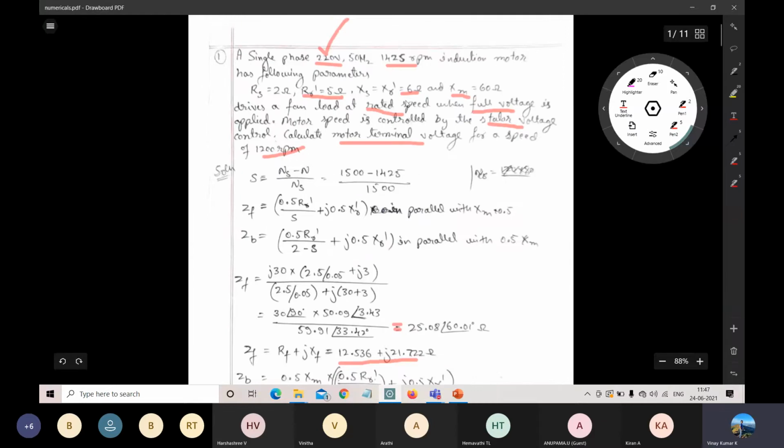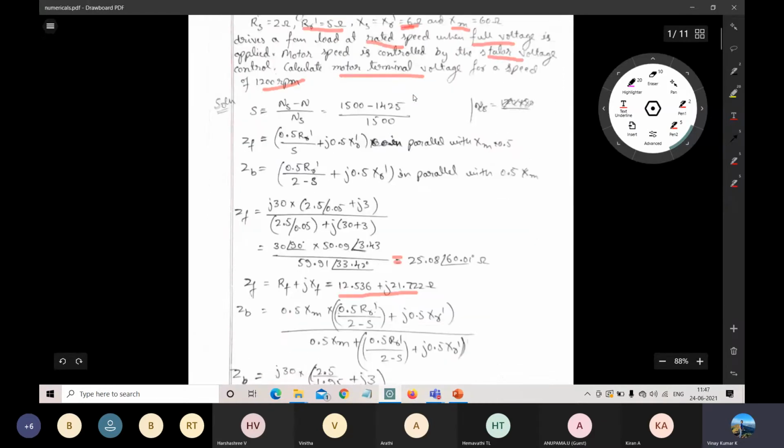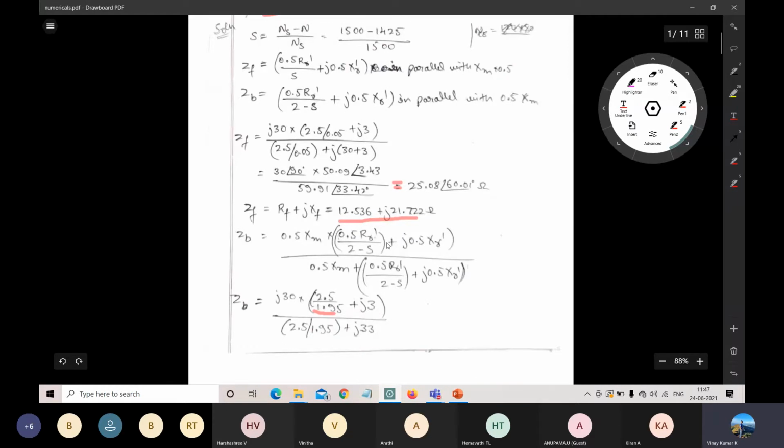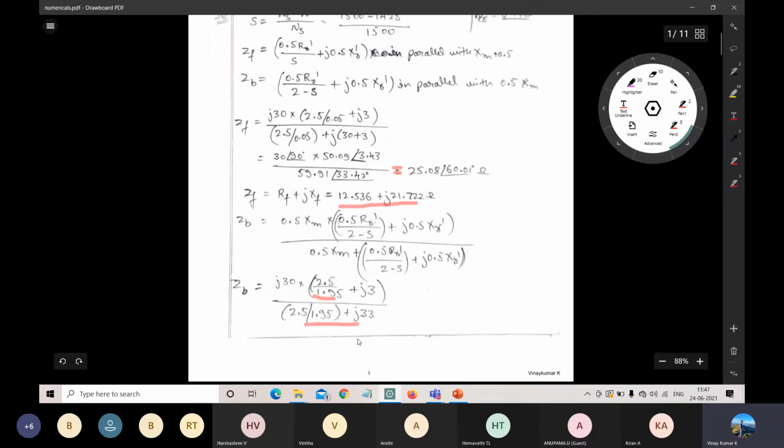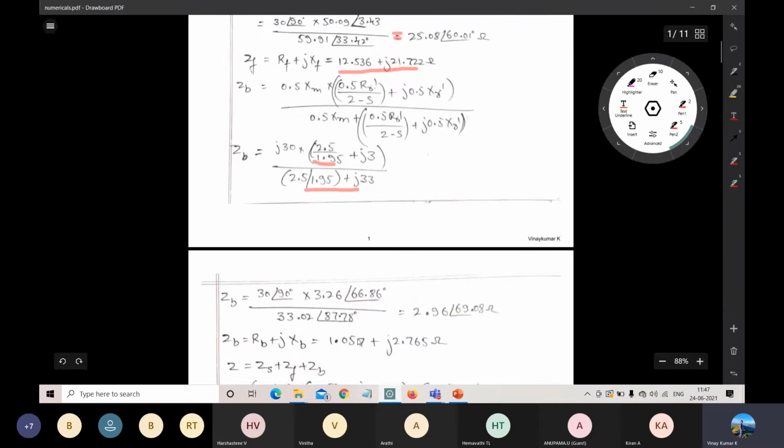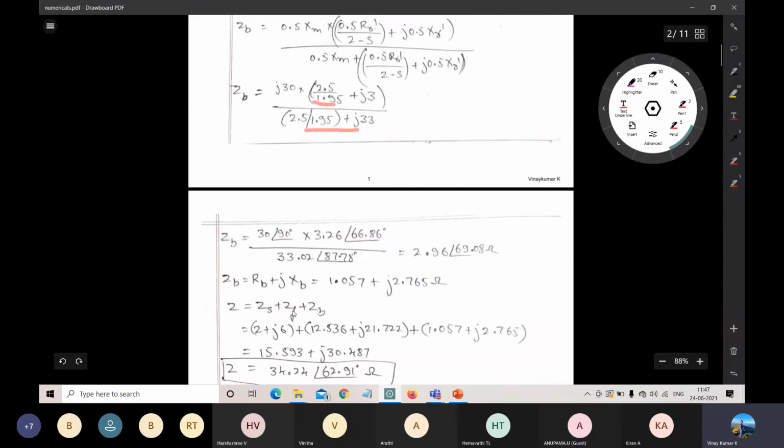XR dash is 6, so substitute that. J 0.5 into 6, that is J3. Similarly for the denominator also. After simplification, you will get the complex form 1.057 plus J 2.765. So this is our ZB. So ZB includes RB and XB.